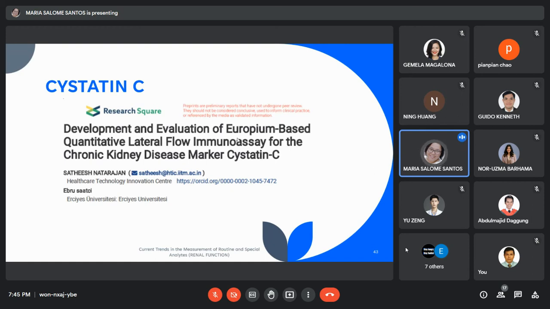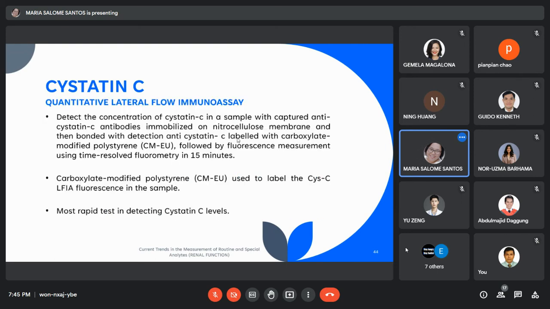So, in the article, "Development and evaluation of a europium-based quantitative lateral flow immunoassay for chronic kidney disease marker cystatin C," the researchers come up with a rapid test kit for the detection of cystatin C. The quantitative lateral flow immunoassay detects the concentration of cystatin C in a sample with captured anti-cystatin C antibodies immobilized on a nitrocellulose membrane and then bonded with detection anti-cystatin C labeled with carboxylate modified polystyrene europium, followed by fluorescence measurement using time resolved fluorometry in 15 minutes.